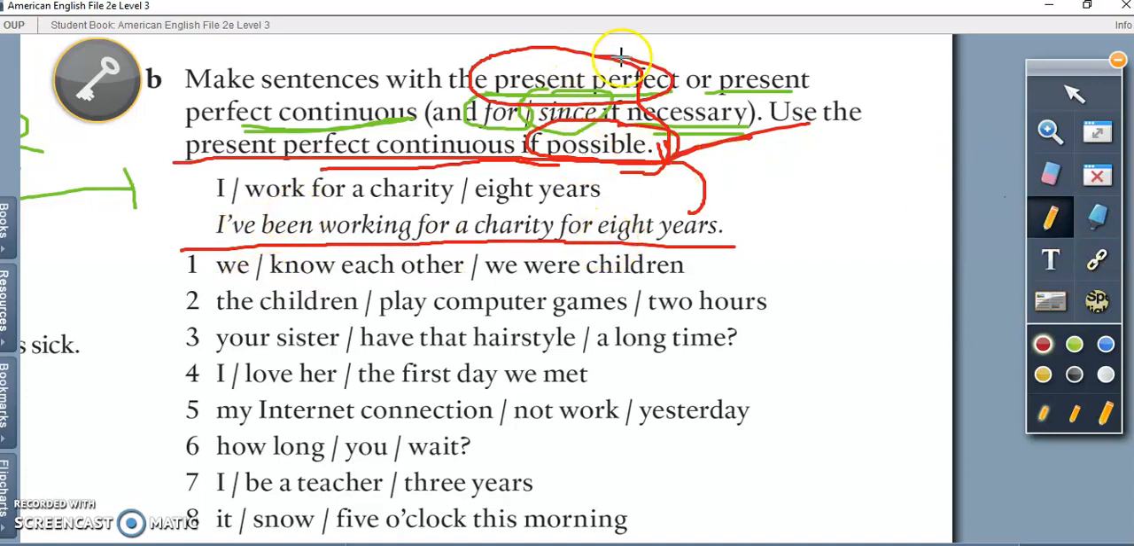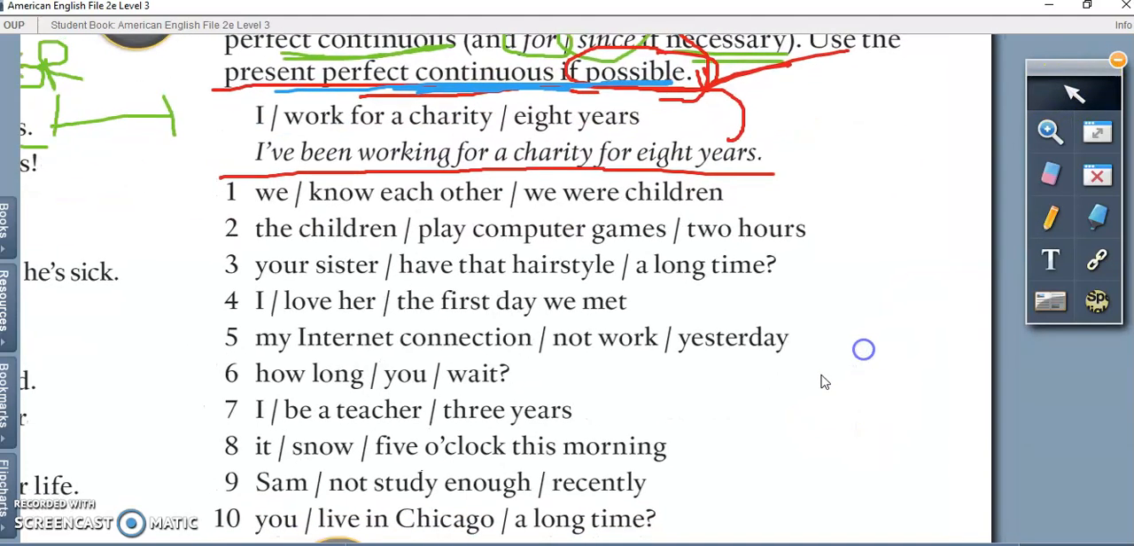Okay? Sí lo pueden usar en present perfect, pero de preferencia dice que utilizar el present perfect continuous, si es posible, mejor. Okay?